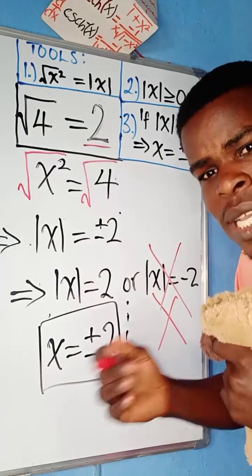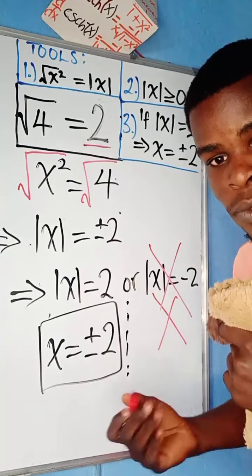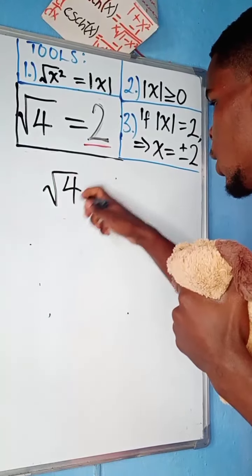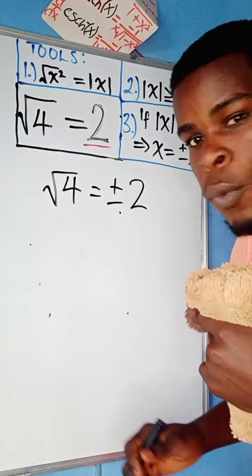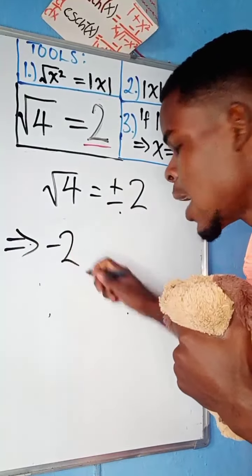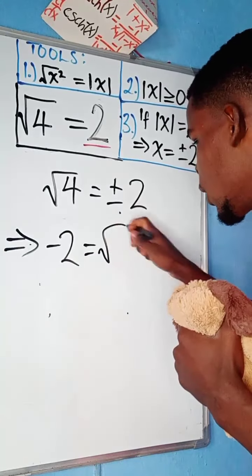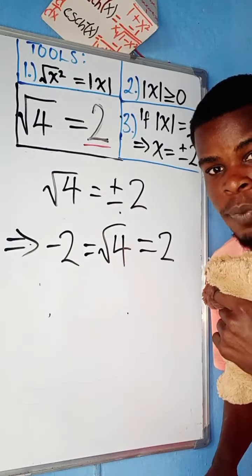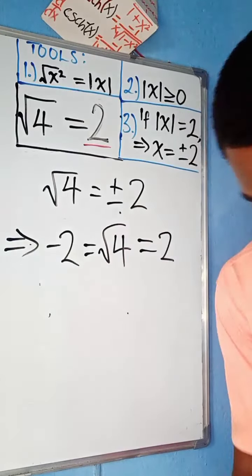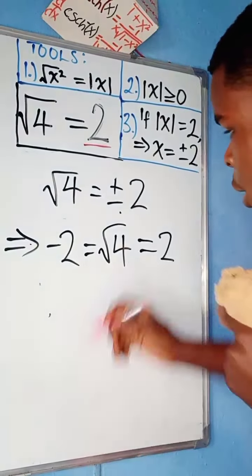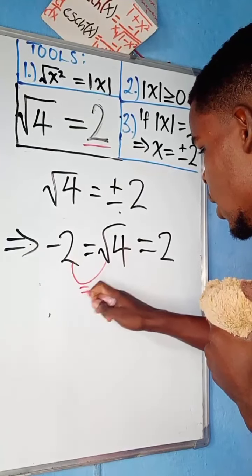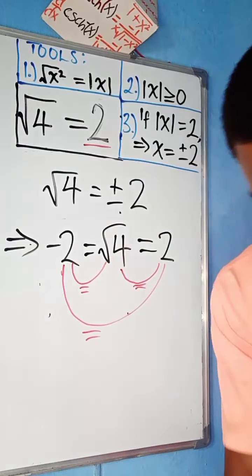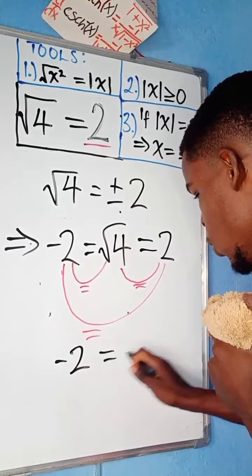Now let me clean this up and give you a similar or another kind of proof to this. Assuming that the square root of 4 is positive or negative 2, let's just put it down that the square root of 4 is positive or negative 2. What that means is that if we write negative 2, I can simply say, oh, that is the same thing as the square root of 4. And if we write square root of 4, I can say, oh, that is the same thing as 2. Now, this is what we call the transitivity property in mathematics, and that is to say, if A is equal to B, and B is equal to C, then that simply tells us that A is equal to C. So what that means is that negative 2 is equal to positive 2.